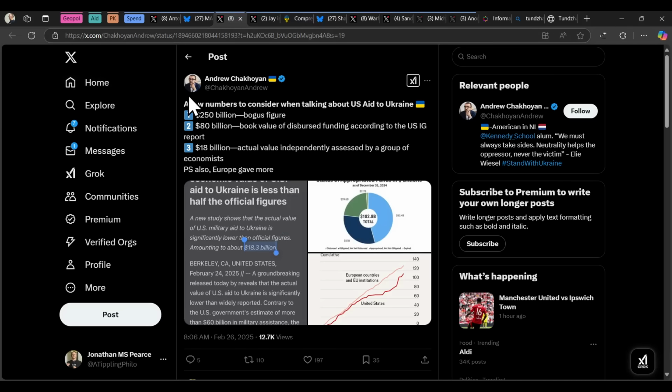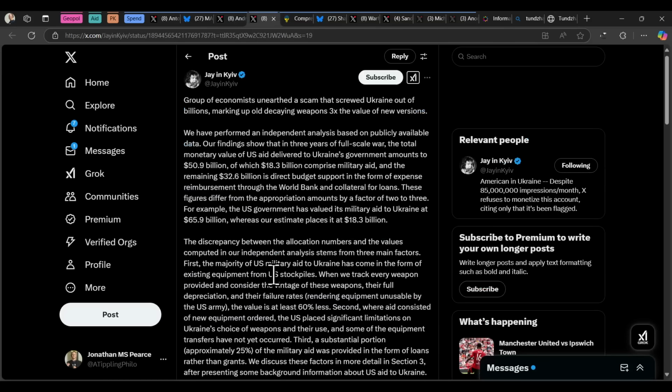So Andrew Chakian here lists a few numbers to consider when talking about USA to Ukraine. $250 billion or $350 billion or $500 billion or whatever, $200 billion even. And these are bogus figures. $80 billion is the book value of dispersed funding according to the USIG report, so it's the Inspector General report. Okay, so you've got $80 billion. $18 billion is the actual value independently assessed by a group of economists, 18.3 billion. PS, also Europe gave more. So I don't want it to become a competition between these two entities, but it's really important.